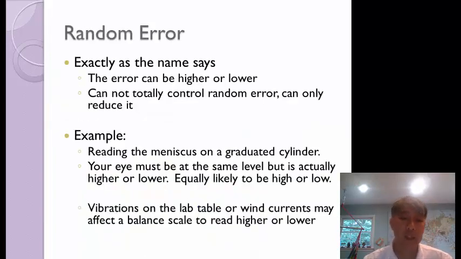Random error is exactly as the name says. The error can be either higher or lower than the actual value. You cannot totally control most random errors. You can only reduce them. For example, when you're reading the meniscus on a graduated cylinder, your eye must be at the same level as the meniscus, but you're really judging it. Sometimes you'll be a little higher, sometimes a little lower. You're equally likely to be high or low. Another example is vibrations on the lab table or wind currents slightly affecting a balance scale, forcing it to read slightly higher or slightly lower at the instant that you're reading it.